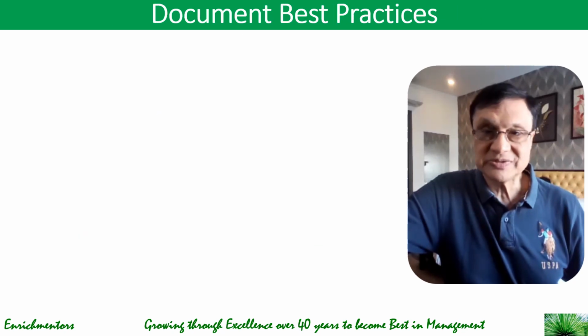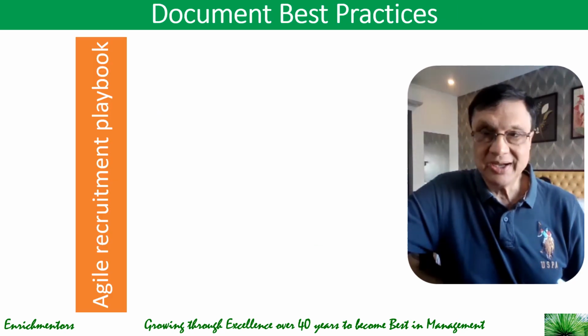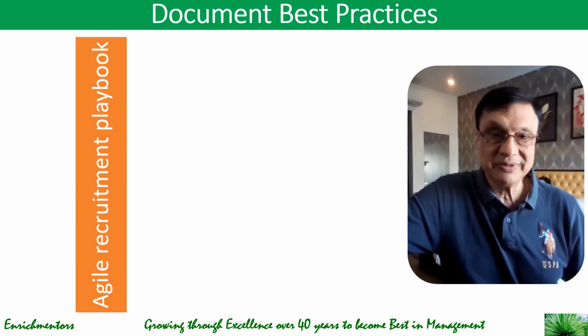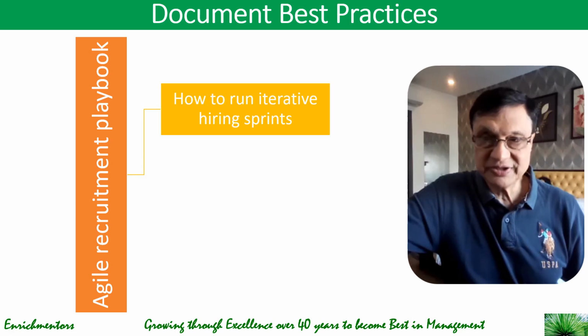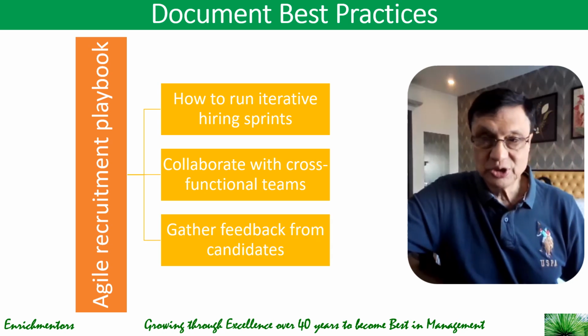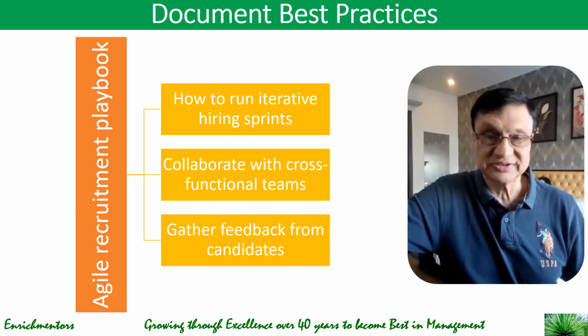Then you need to document the best practices. Develop a playbook based on the lessons learned and best practices from the pilot projects. Document the steps, tools, and methods that worked well in the pilot, and include detailed guidance on how to replicate these across different HR functions. Ensure that the playbook is adaptable to different departments. For example, in an agile playbook, you could outline how to run iterative hiring sprints, collaborate with cross-functional teams, and gather feedback from candidates to continuously improve the processes.